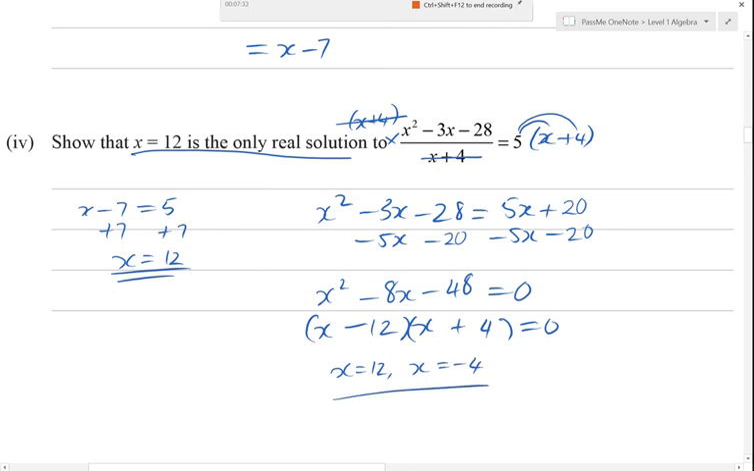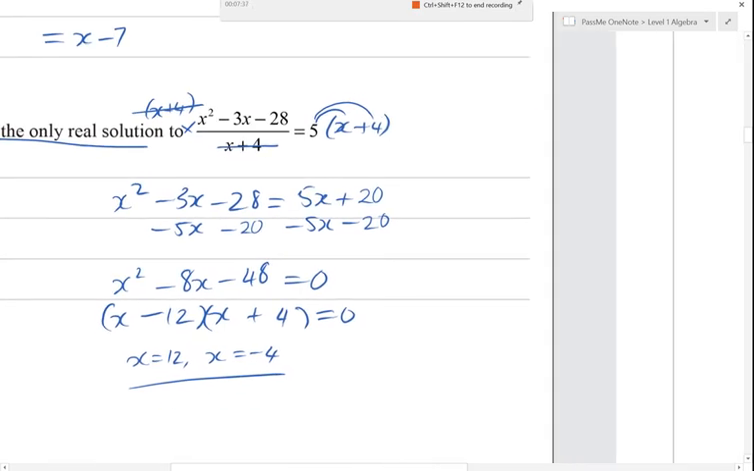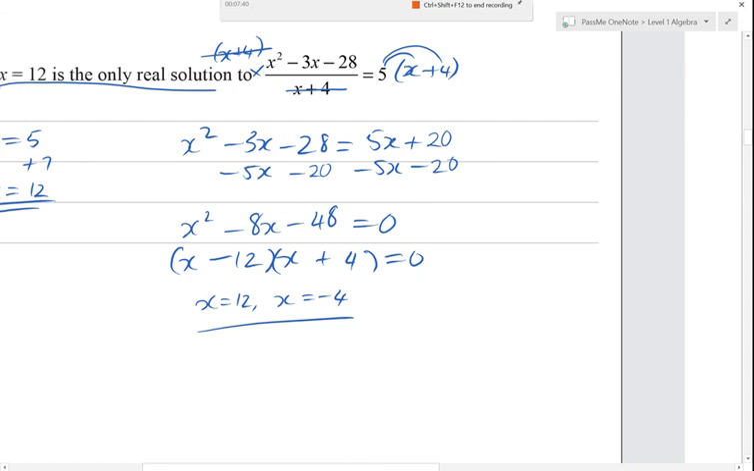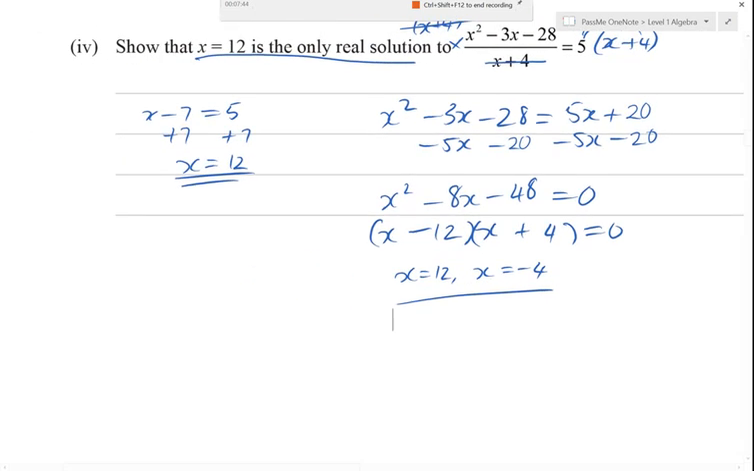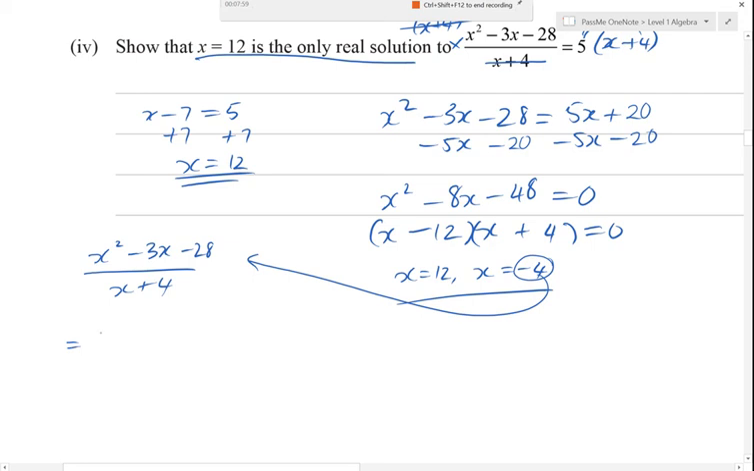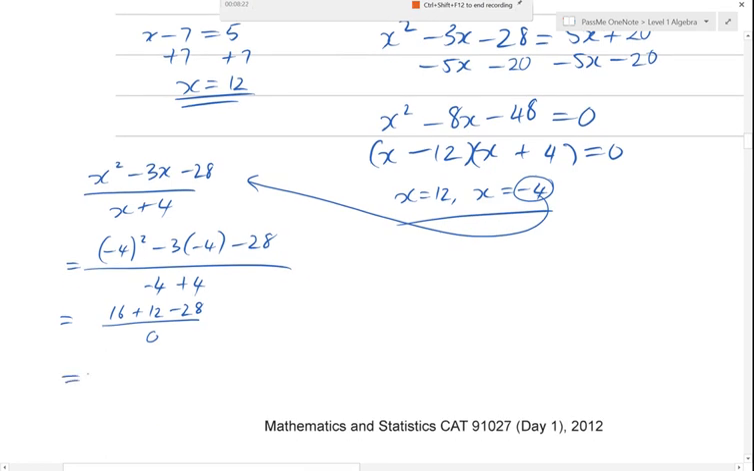Now, they've asked us to show that 12 is the only real one. If we go back to our original equation over here, if we put 12 into that equation, we'll get 5. Let's see what happens if we put negative 4 into it. So I'll just write it out here because I've got a bit more space. So x squared minus 3x minus 28 over x plus 4. Let's put negative 4 into this equation and see what we get. So we've got negative 4 squared minus 3 times negative 4 minus 28 all over negative 4 plus 4. So that gives us 16 plus 12 minus 28 over 0, and that's a bit odd. So 16 plus 12 is 28, 28 minus 28 is 0, 0 over 0.